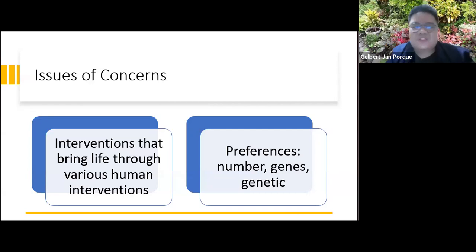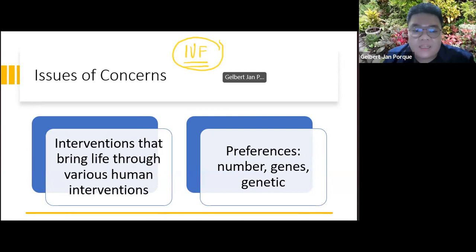Okay? Now, when we're dealing with sexuality, these are some of the issues that would arise. Interventions that bring life through various human interventions. What do I mean by that? For example, right now, class, you already have in vitro fertilization. The sperm of person A may be taken and given to person B, who is a woman, and injected, and that would allow for fertilization. Some are still questioning it because some say that is not an act of God, that it is contrary to what God wanted us to be. But in vitro fertilization offers an opportunity for those who are unable to get pregnant to conceive.